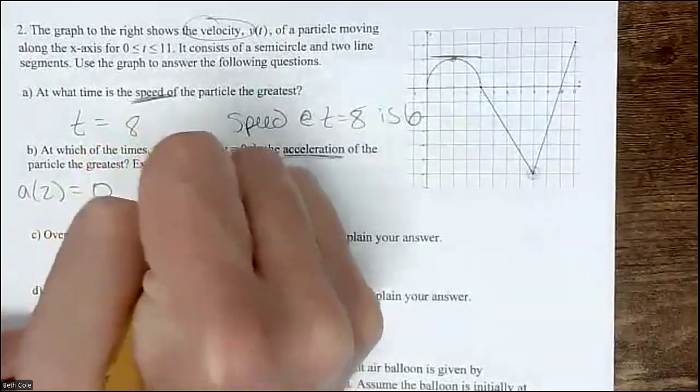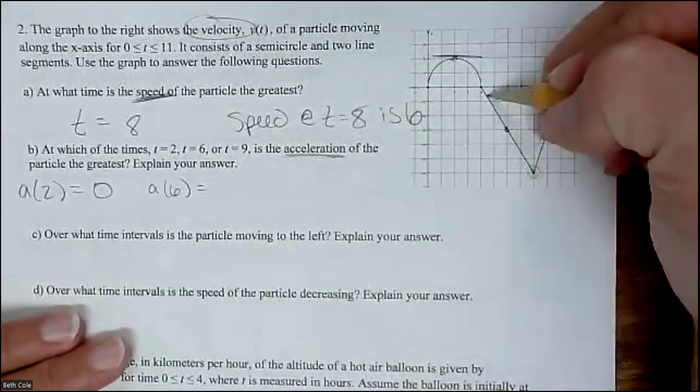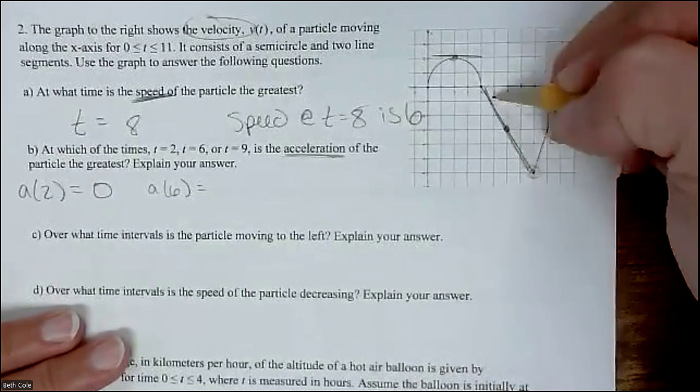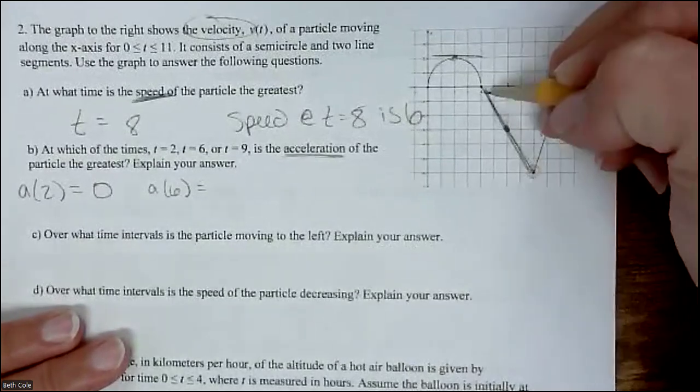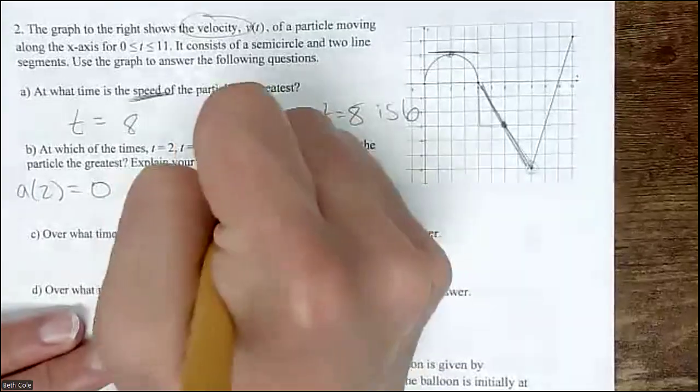Do A of 6. We're just going to find them all and see which one's the biggest. Here's 6. What is the slope of this piece of the line? Just regular old algebra 1. Negative. Yeah, I think it goes down 3 over 2. -3/2.